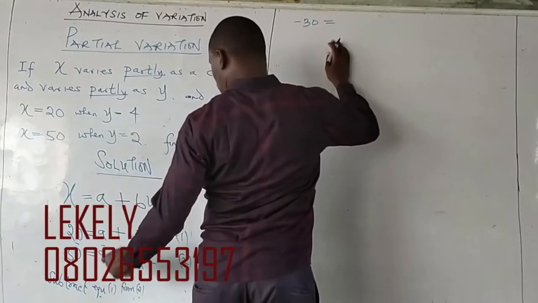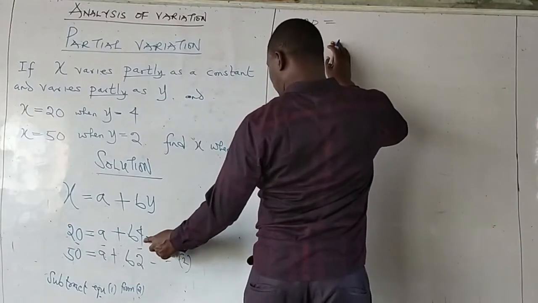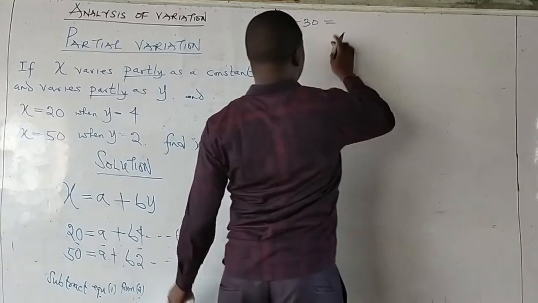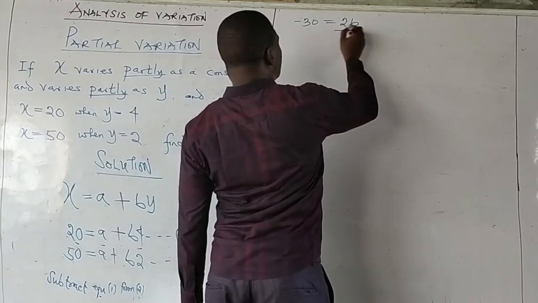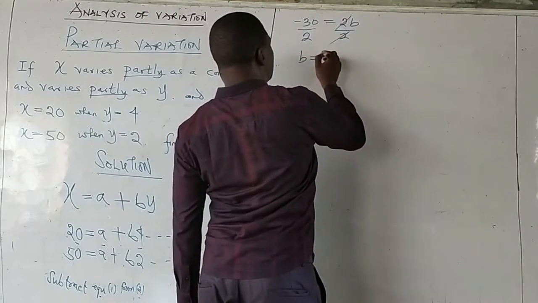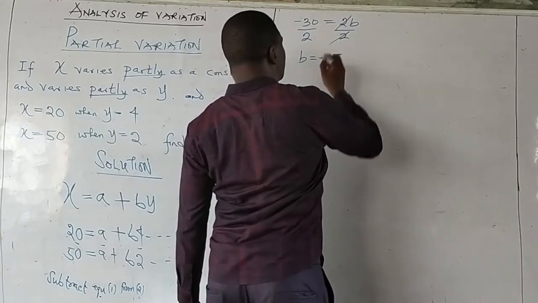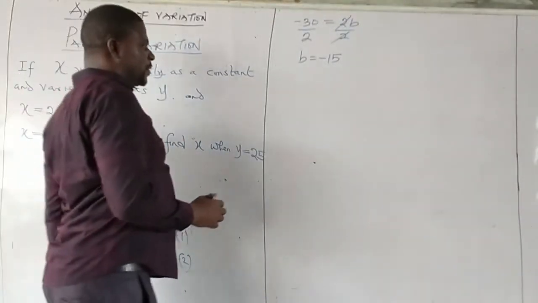You know, a will cancel a, since you are subtracting. Then 4b minus 2b is 2b. So to get your b, you divide both sides by 2. So 2 cancels 2, and our b will be minus 15. Yeah. So our b is minus 15.